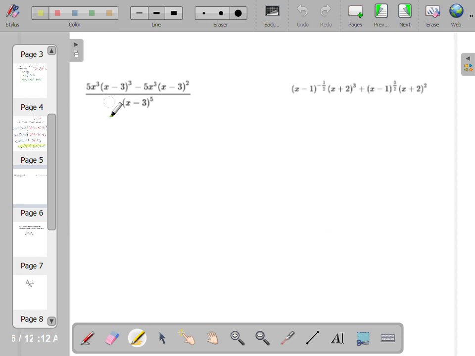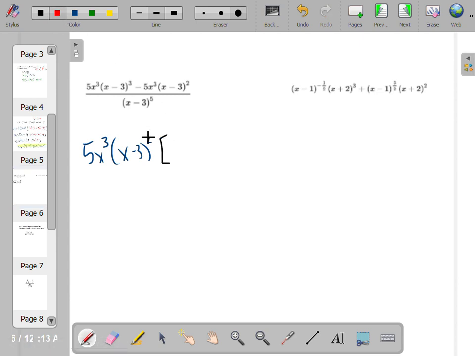Let's see. In the numerator, I can factor out a 5x cubed, and it looks like a couple of those. So in the numerator, I'm going to factor out 5x cubed and x minus 3. This guy has 3, that guy has 2, so 2 of them. What's left? So maybe to help see what we've got.